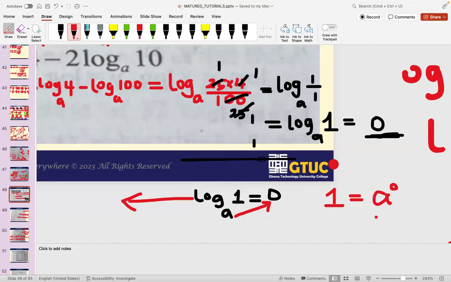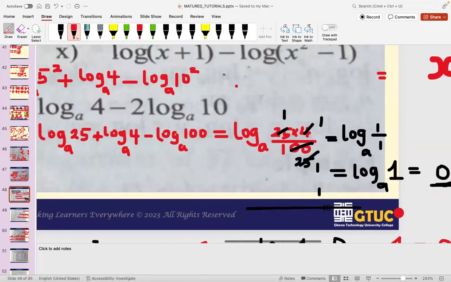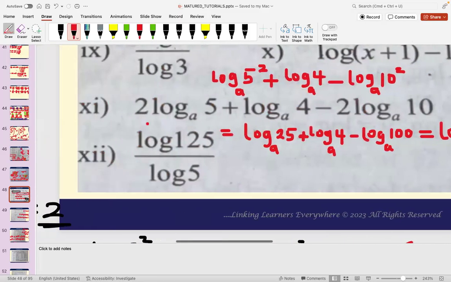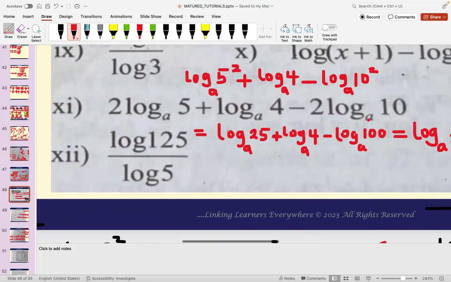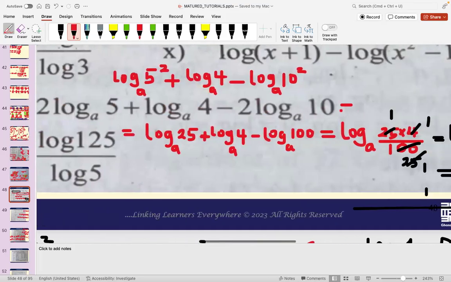And you know that any number raised to a power 0, the answer is 1. That is why log A1 will always give you 0. So that is the solution for question 9, 2 log A5 plus log A4 minus 2 log A10. The answer is 0.